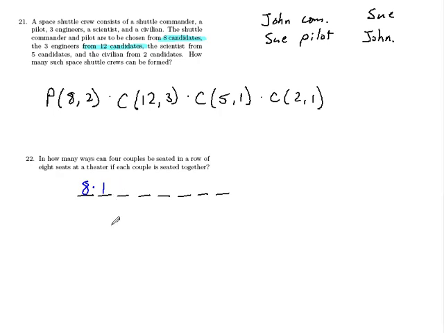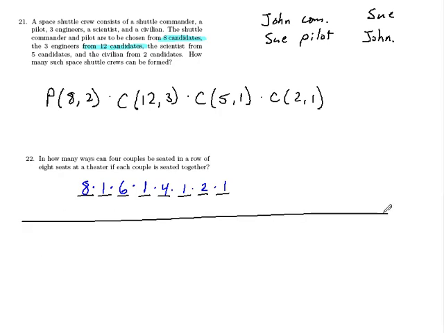So 8 times 1. The third seat, well, it's open, no restrictions. There are 6 choices for that seat. Whoever's seated there, the other part of the couple has to be there. And continuing this pattern gives us that answer.